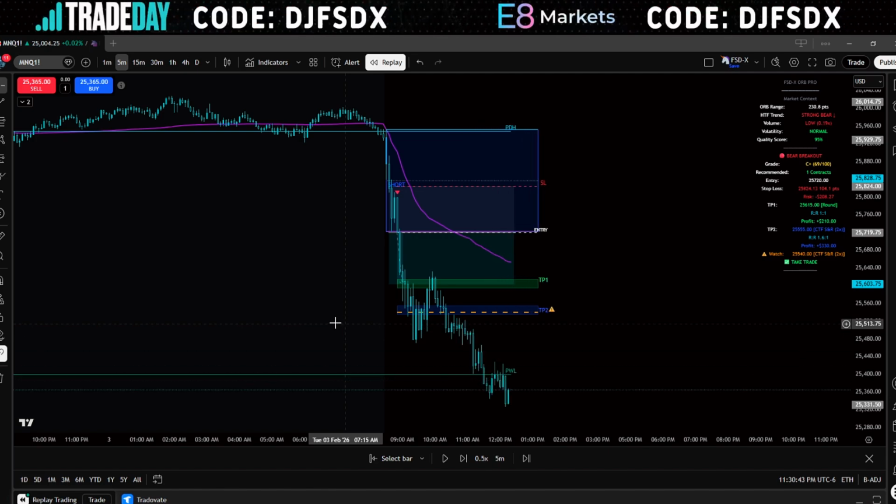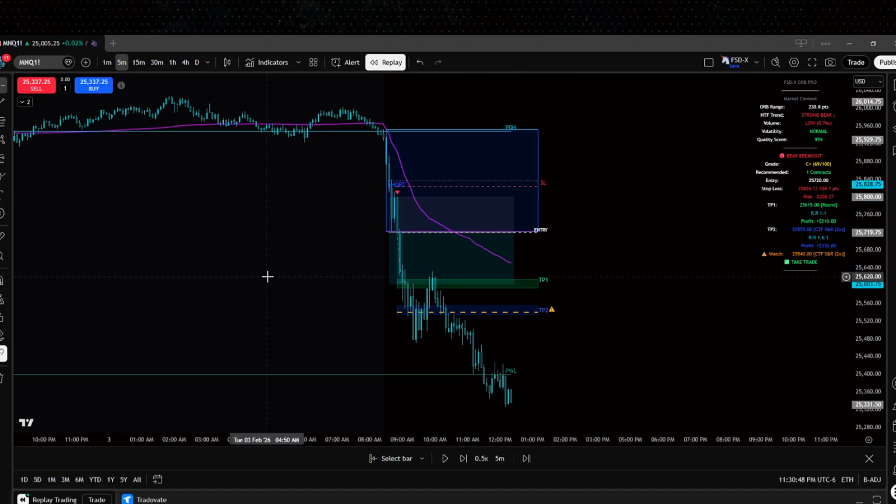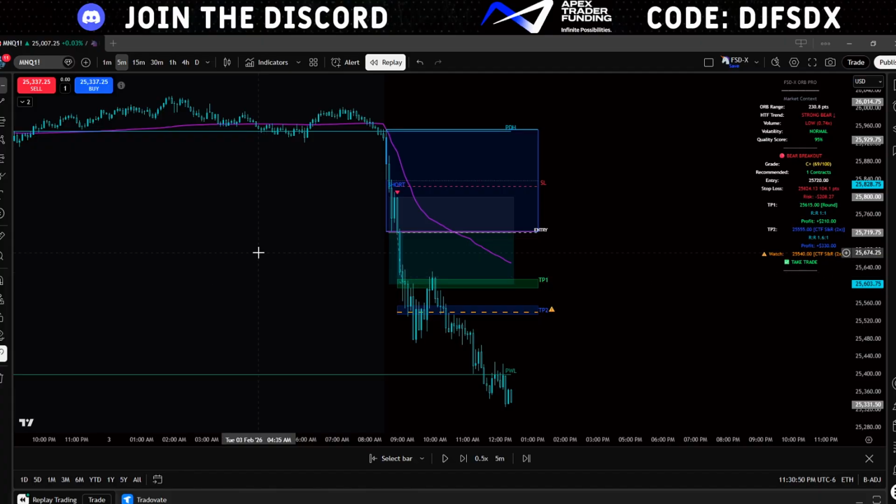Pretty simple. Like I said, if I thought the stop was too wide, I could have lowered it down, got even a better risk reward. Simple trade.